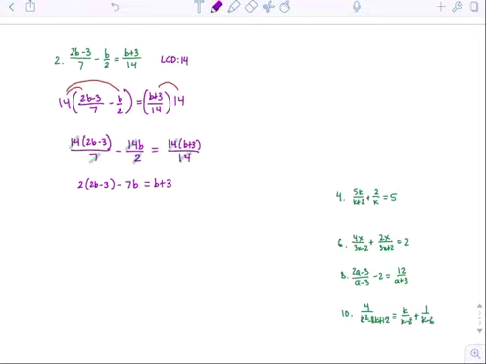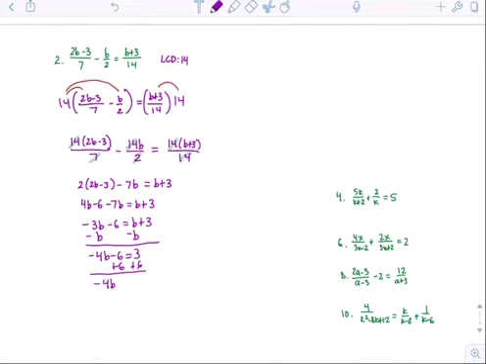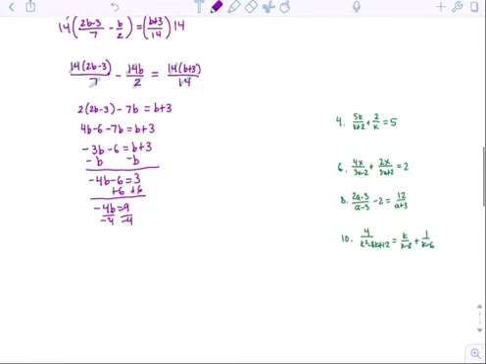And now we just solve, so 2 distributed into that parenthesis, we got 4b minus 6 minus 7b is equal to b plus 3. Negative 3b minus 6 is equal to b plus 3. So let's just move everything to the left-hand side. Negative 4b minus 6 equals 3. Plus 6, plus 6. Negative 4b is equal to 9. Divide both sides by negative 4. And we are going to get b is equal to negative 9/4.